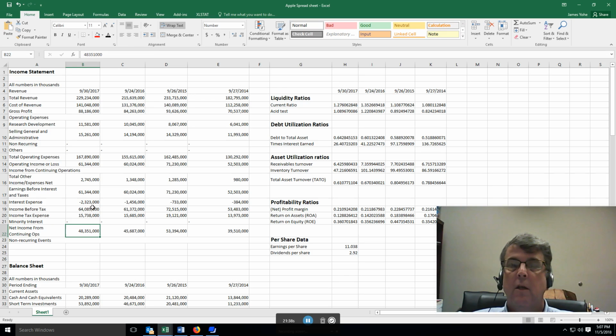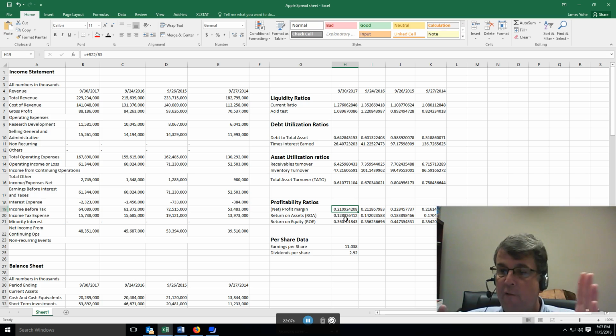Okay, so here for net profit margin, we're going to take net profit, divide it by sales, and we got 0.2109. That's a 21% net profit margin, which is pretty darn good. That's a high net profit margin. That's an indication that there isn't a lot of competition with iPhones in the market.